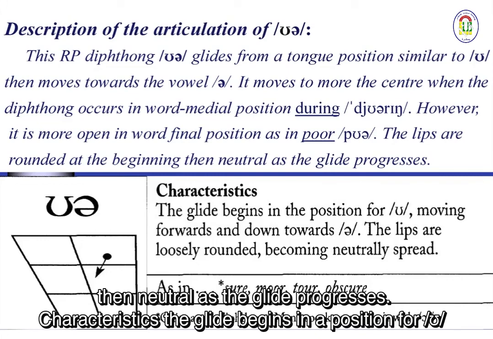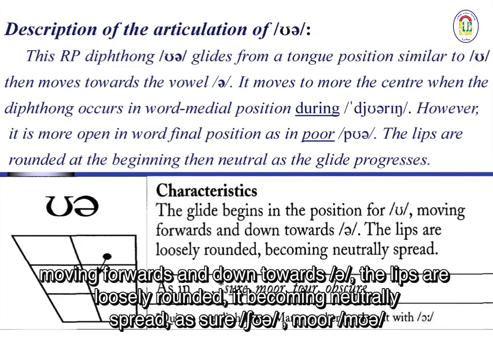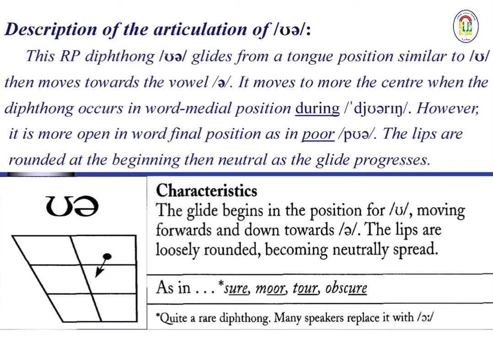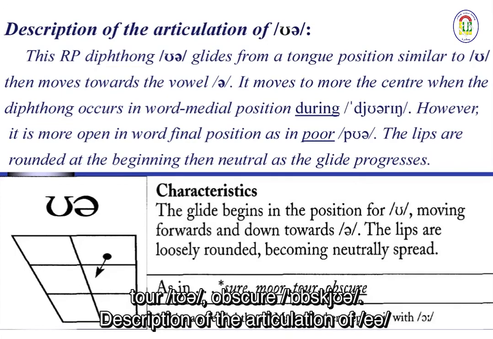Characteristics: the glide begins in the position for U, moving forwards and down towards schwa. The lips are loosely rounded, becoming neutrally spread. Examples: sure, moor, tour, obscure.